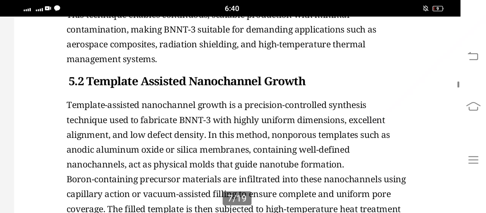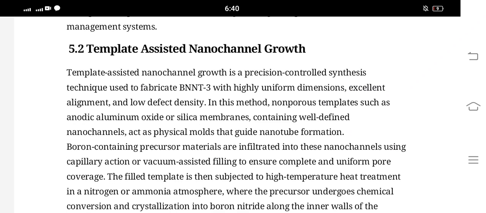The next method is template-assisted nanochannel growth. In this method, we will also discuss the production of boron nitride nanotubes. It is a precision-controlled synthesis technique used to fabricate boron nitride nanotubes with highly uniform dimensions, excellent alignment, and reduced defects.